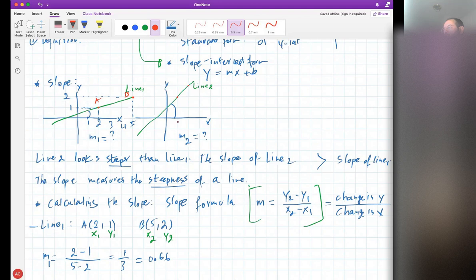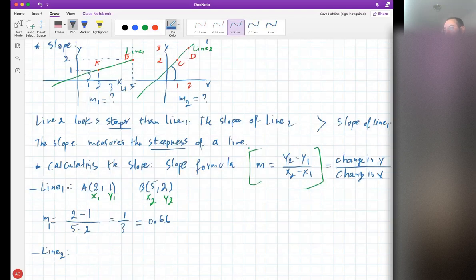What are the coordinates here? 1, 2, this is 2. This is about 3 here. Let's call these C and D. So let's get the coordinates of C and D for line 2. What are the coordinates of C? 1 and 2. That's right, x first, 1, and then 2. And 2 and 3 for D. That's right. Good.